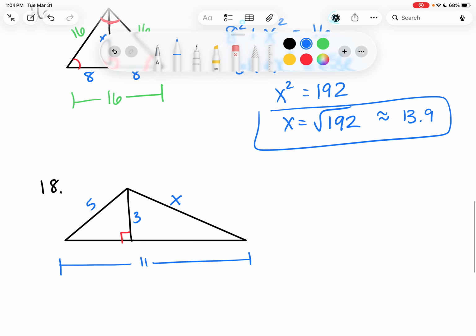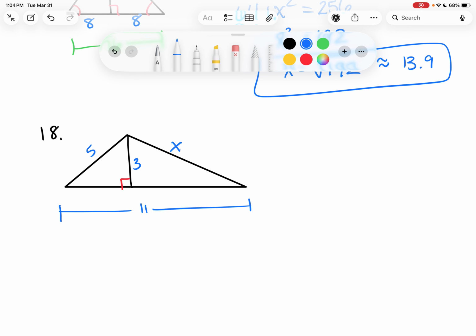You can find the base of the smaller triangle. Okay, how? 5 squared minus 3 squared is equal to the base. So let's do this. We know that we're ultimately solving for x. The base of this entire triangle we know is 11, right? So I need to solve for the base of this little part right here.